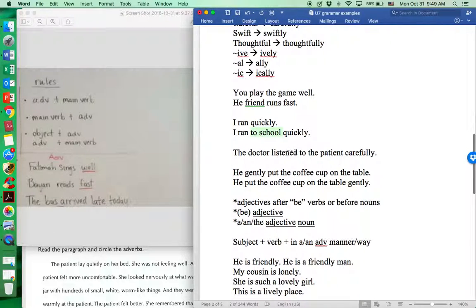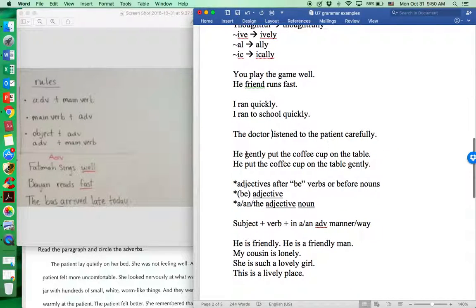We could also say the doctor carefully listened to the patient. Sometimes when we have a very long object clause, we're not going to put the adverb at the end of the object. But this one is not so long that we can't put it there. Right? Here's a good example of where we would put the adverb in front of the active verb.